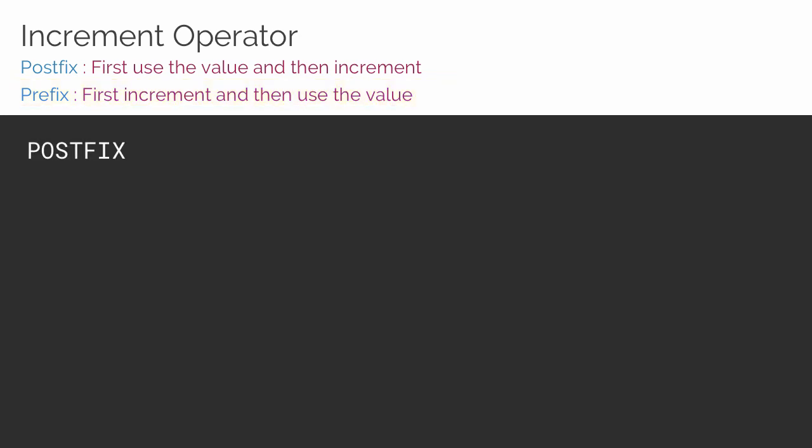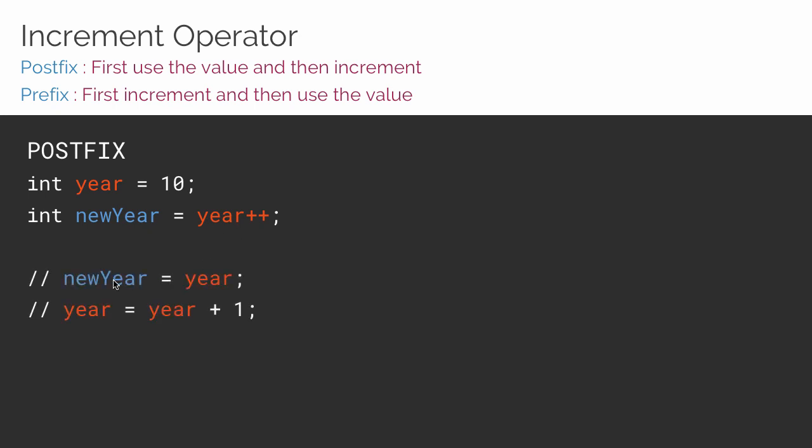So here we have the postfix example. Let us assume we have an integer year equal to 10, and now we have this statement: integer newYear equal to year plus plus. Notice here we are using the postfix operator plus plus at the end of the year variable. So what does this statement actually mean? In the comment line I have shown you what this actually means.